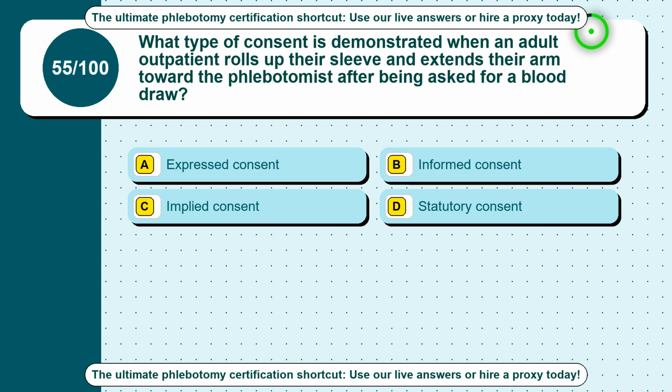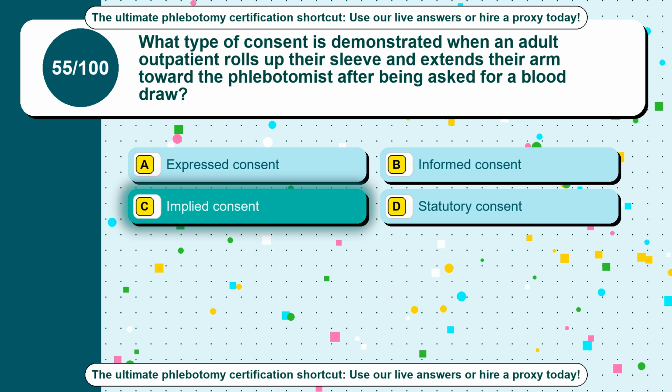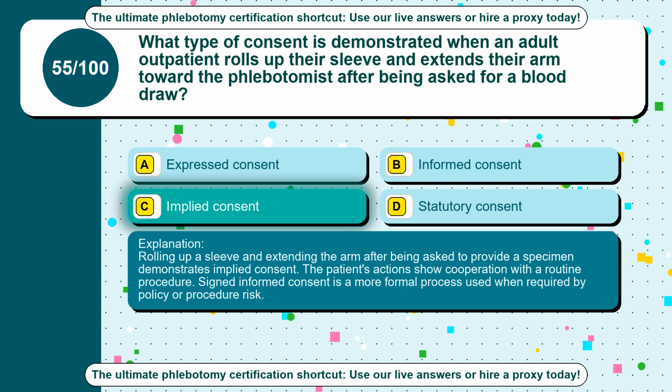Question 55. What type of consent is demonstrated when an adult outpatient rolls up their sleeve and extends their arm toward the phlebotomist after being asked for a blood draw? Option A, expressed consent. Option B, informed consent. Option C, implied consent. Option D, statutory consent. The correct answer is option C, implied consent. Rolling up a sleeve and extending the arm after being asked to provide a specimen demonstrates implied consent. The patient's actions show cooperation with a routine procedure. Signed informed consent is a more formal process used when required by policy or procedure risk.